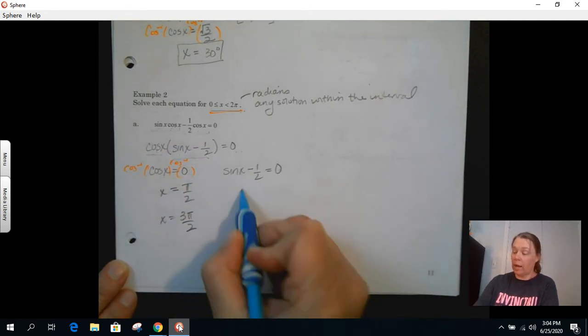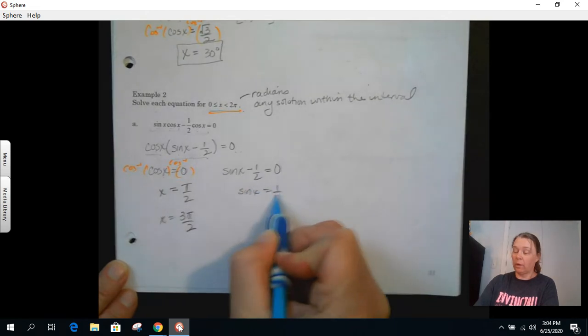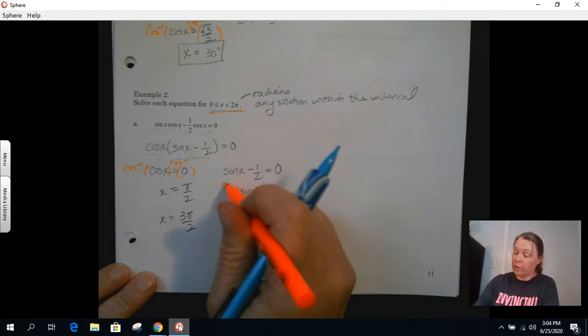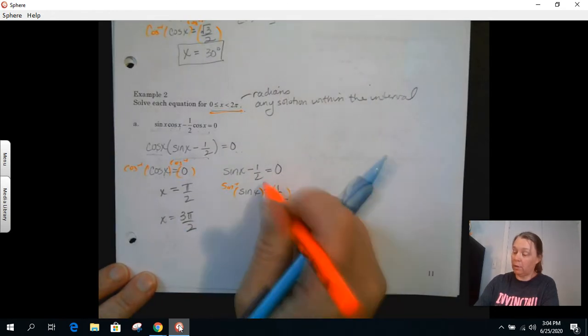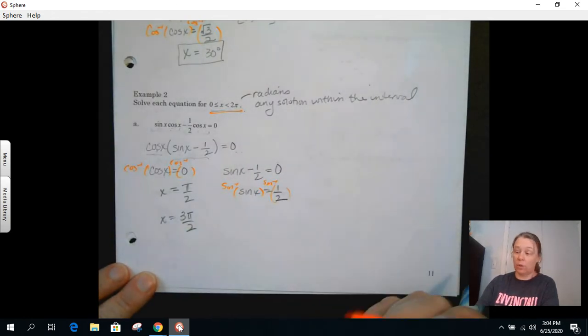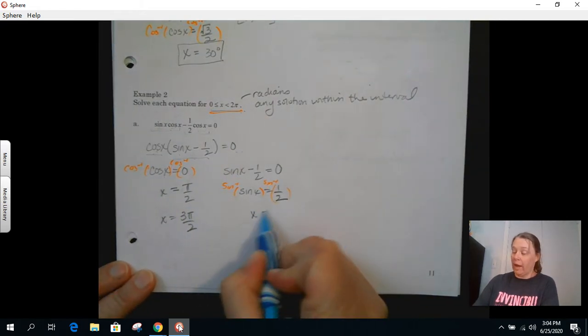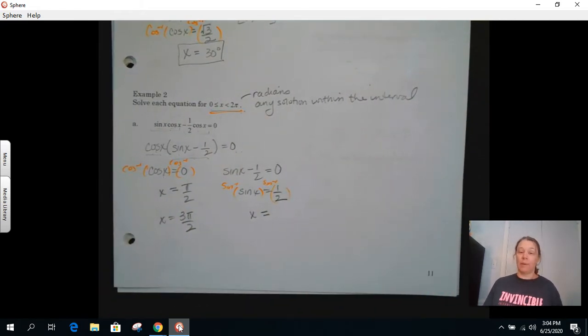So I would add the 1/2 and then take the inverse sine. Again, just the regular inverse sine, not the capital, because I want to give any answer that falls between 0 and 2 pi. So I have x equals, and then I'm going to look at my unit circle.